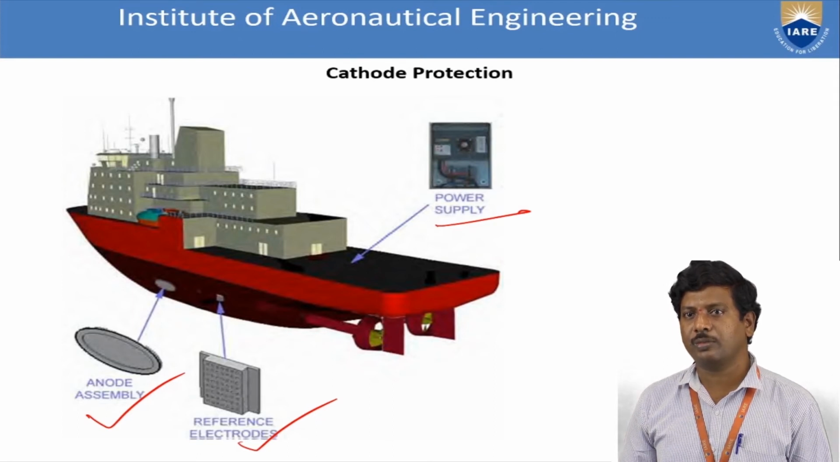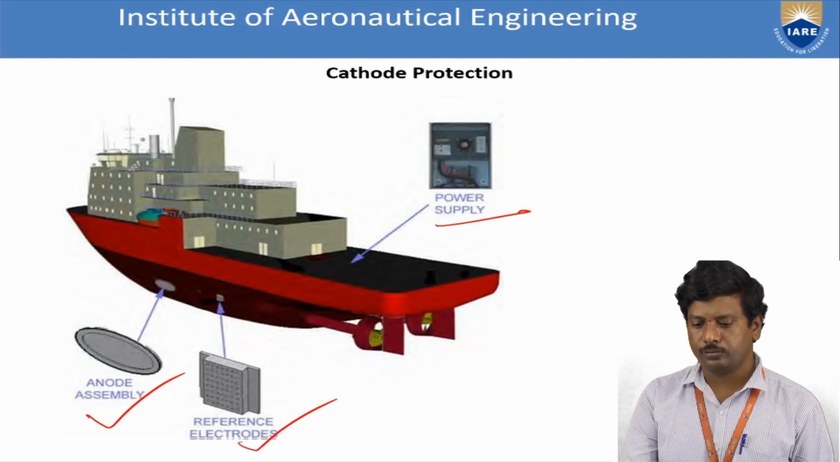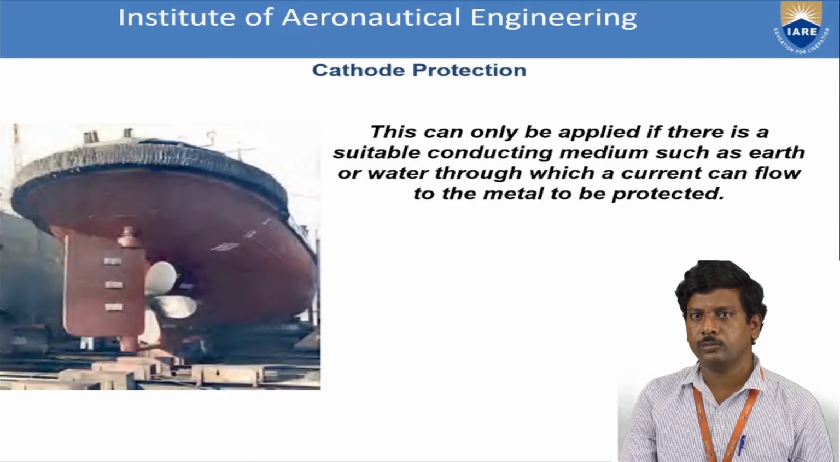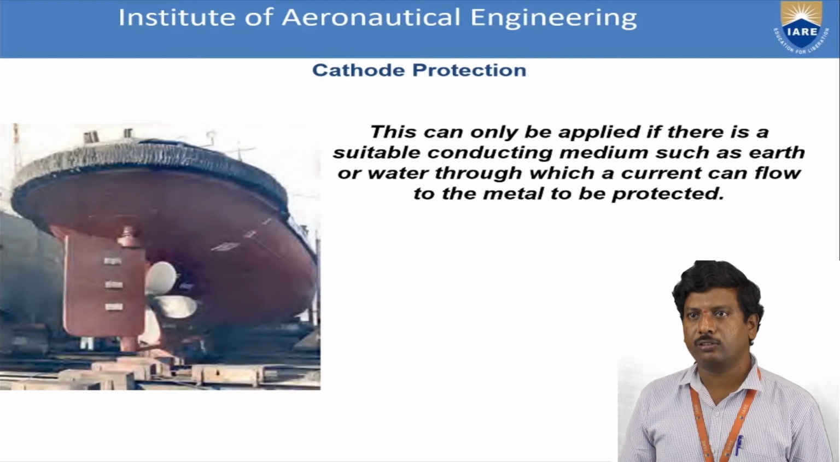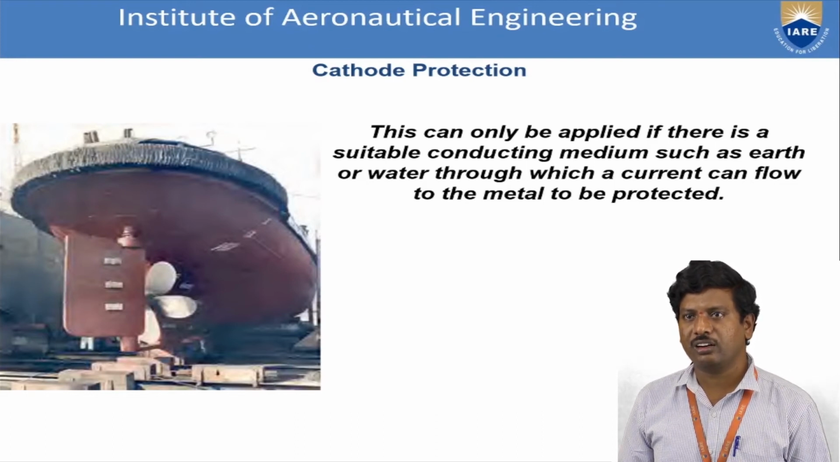Why? Because the hull of the ship is always in the presence of seawater. Seawater is nothing but an electrolyte. In the presence of electrolytes, what happens? The rate of corrosion will be more. Cathodic protection can only be applied if there is a suitable conducting medium such as earth or water through which a current can flow to the metal to be protected.